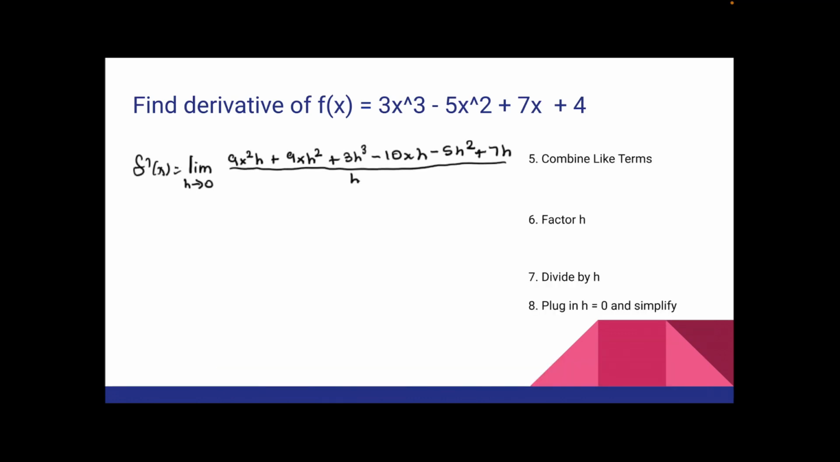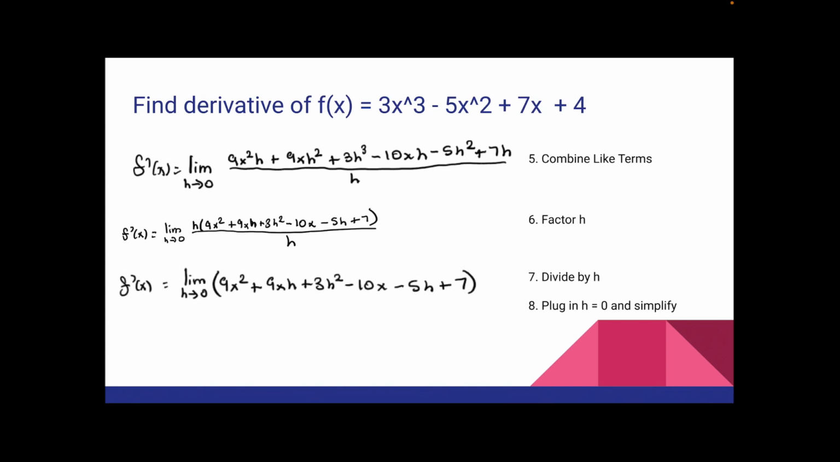Then we can go and combine like terms, and notice how all the terms contain an h now. This is the perfect time to factor out the h, and we could divide by it. Now here, there's no denominator, so therefore we can plug in h equals 0 and simplify our final answer. Once we do that, you can see the green zeros that are there that remove everything, and we just end up with 9x squared minus 10x plus 7.